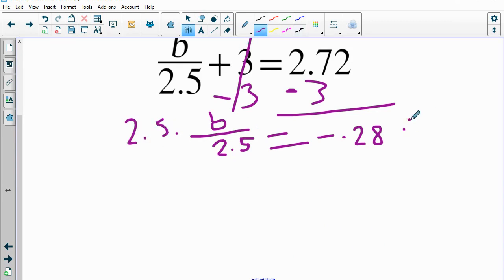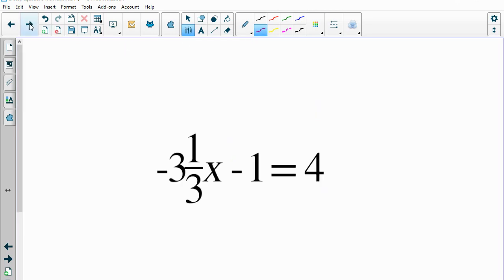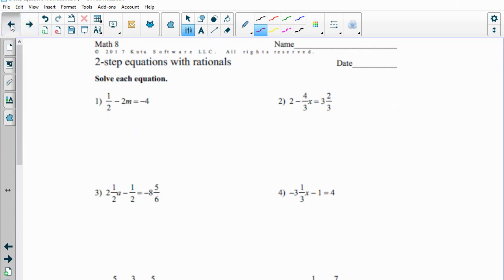All right, so let's finish this off by multiplying both sides by 2.5. Okay, so there's that multiplication. So we've got a negative 0.28 times 2.5, and that leaves us with b equals negative 0.7. All right, how many more do we got? We got one more problem.